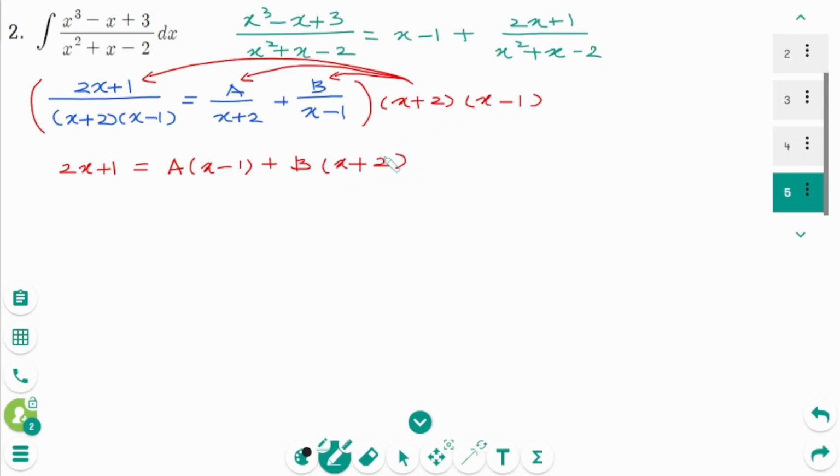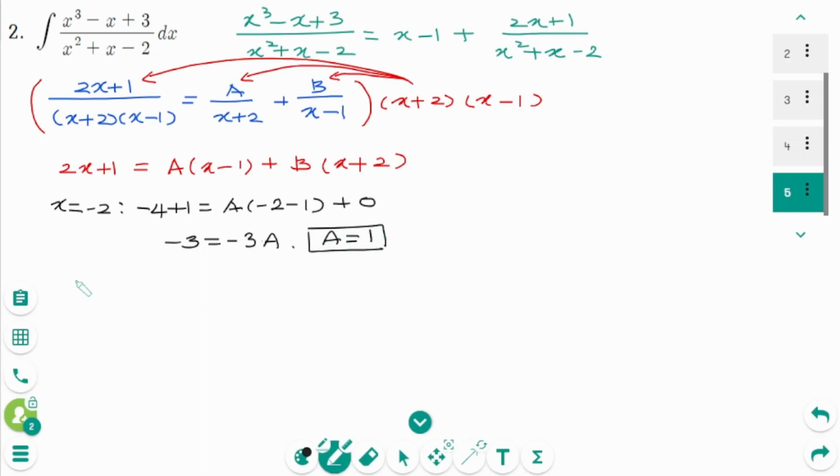(x plus 2). To solve for a, if x is minus 2, then minus 4 plus 1 is a times (minus 2 minus 1) plus b times (minus 2 plus 2) which is 0. And minus 3 is minus 3a, then a equals 1. To solve for b, if x is 1, then 2 times 1 plus 1 is 3, a times (1 minus 1) is 0, plus b times (1 plus 2) is 3. Then 3 equals 3b. Then b is 1.